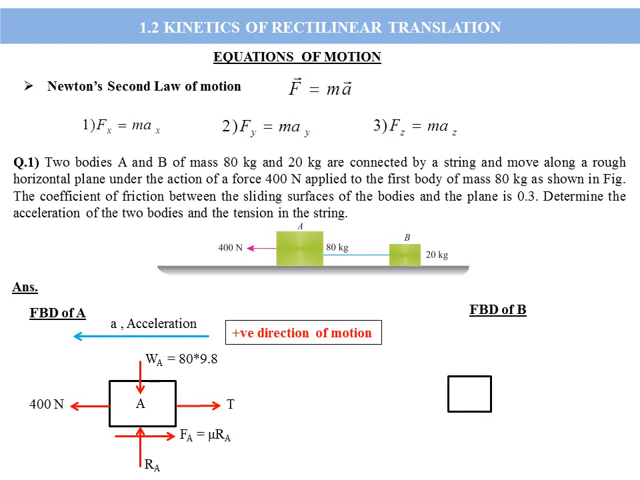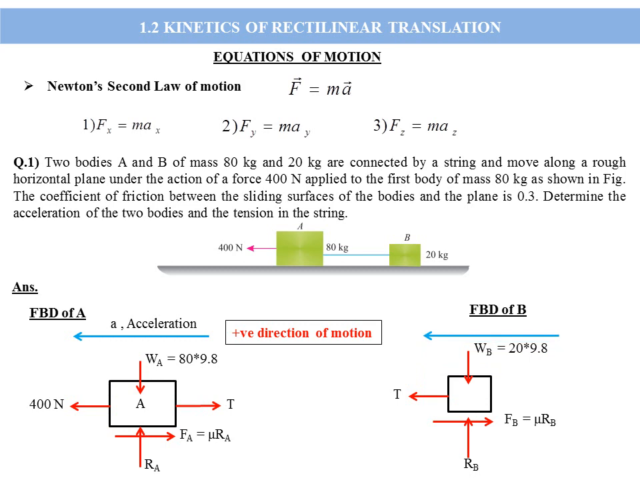Now we will draw the free body diagram of B. The weight of B, WB, again mass is given, so 20 into 9.8, and tension is always away from the body, so T is represented in the left side direction, and the reaction provided by the surface on B is RB. Since the body is moving in the left side direction, the frictional force on B is in the same direction as that of A. So FB is equal to mu RB.